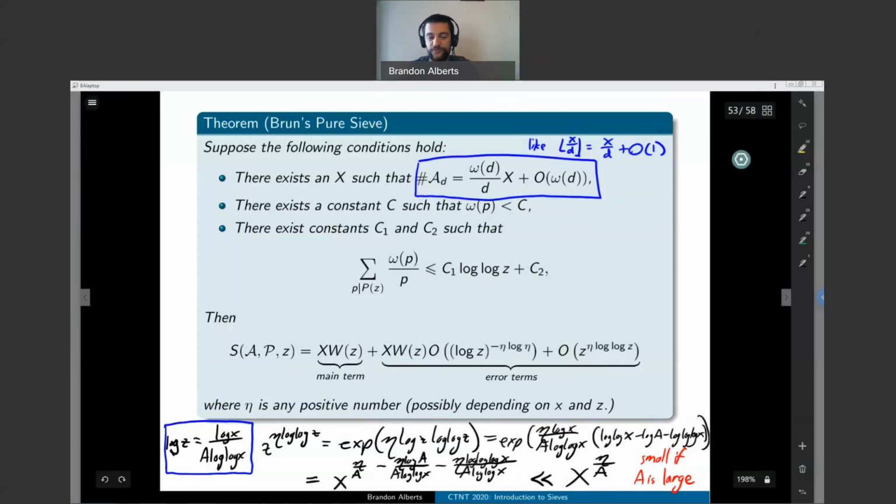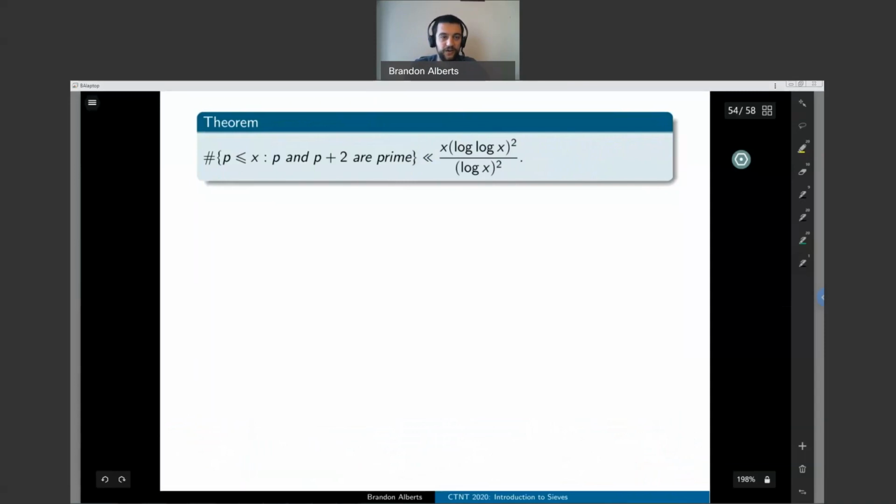Okay, so before we prove this, let's talk about the consequence of this. And the consequence that Brun was able to prove was an upper bound on the number of twin primes, which is strictly smaller than the number of primes. It's a pretty good bound by comparison with the number of primes.